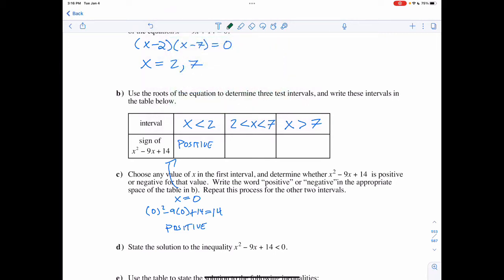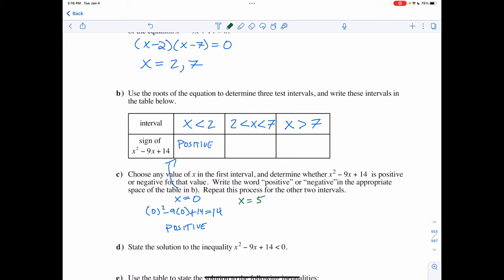Next, I'm going to pick a number that's between 2 and 7. I'm likely going to use 3, 4, 5, or 6. In this case, I'm going to use 5. But any number that's in between them that does not include 2 or 7, you're good.